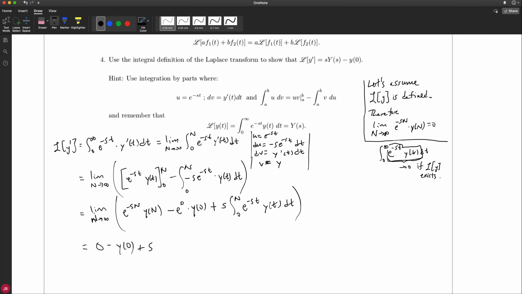This limit as n goes to infinity of this integral, well, we're just letting n go to infinity here, so this is actually s times integral 0 to infinity e to the minus st y of t dt. And you'll observe that this right here is the definition of capital Y of s. So this is minus y of 0 plus s times capital Y of s. Oh, well, just rewrite that. That is s times capital Y of s minus little y of 0. Okay, so that checks out.